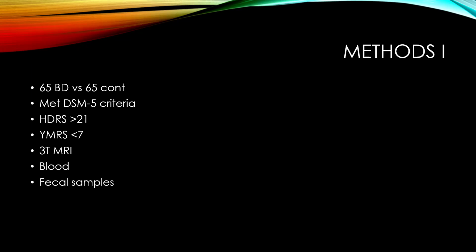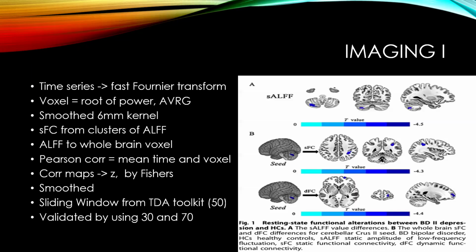Each subject from the psychiatric hospital was then scheduled and evaluated with 3T MRI. They used frequency fMRI, I don't know why they put that. Blood samples were taken for cytokine levels, and they also collected fecal samples for analysis of the microbiota. So for the imaging itself, they looked at the whole entire time series.